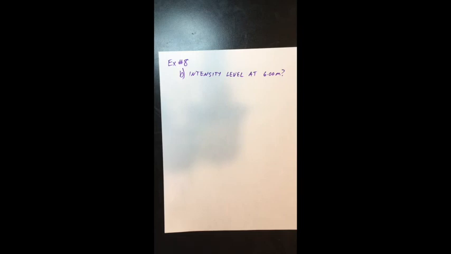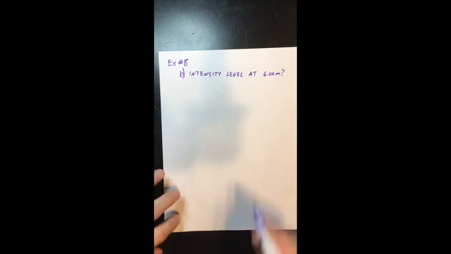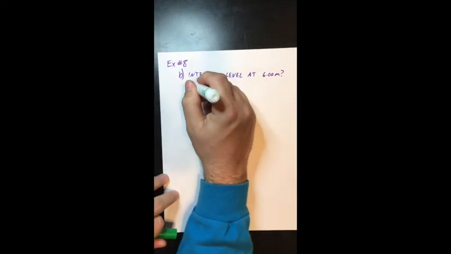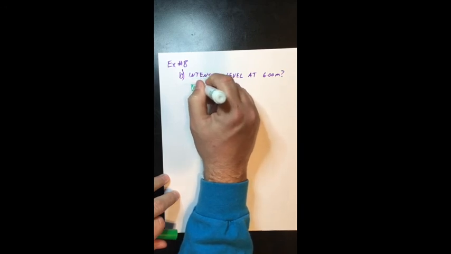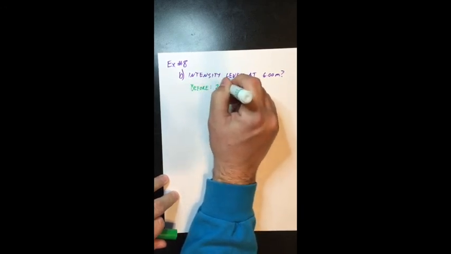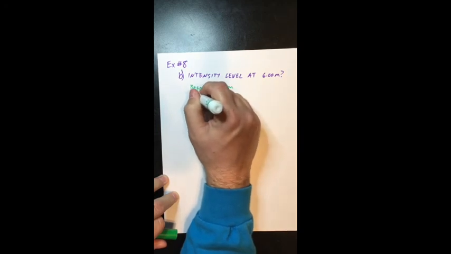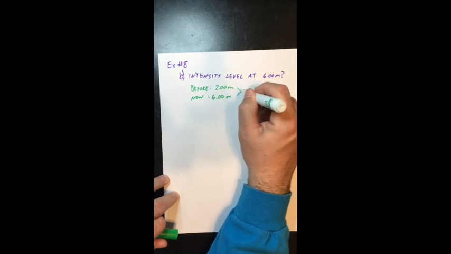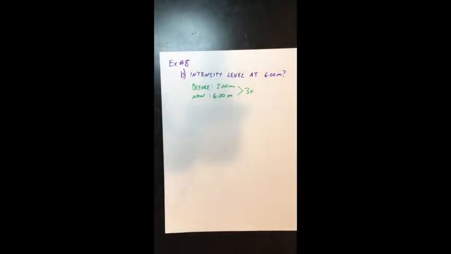All right, so for part B of example number 8, we want to know, the same person is talking, but now we're at a distance of 6 meters. What is the intensity level? So at 6 meters, here's the thing to realize. Before we were at 2 meters. Okay, now we're at 6 meters. So this is triple the distance, right?